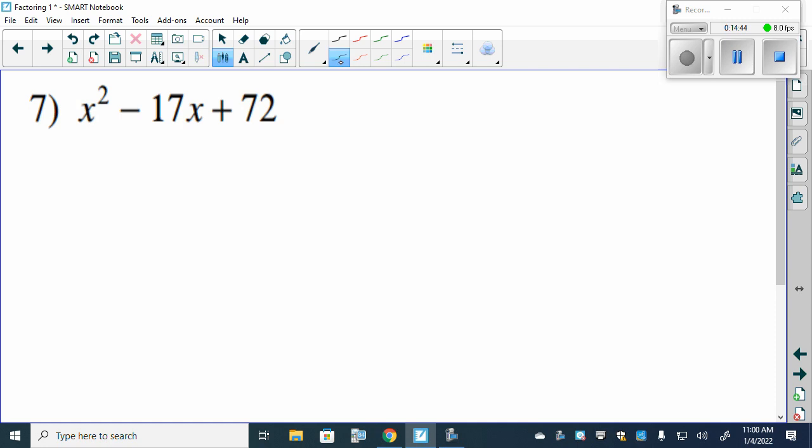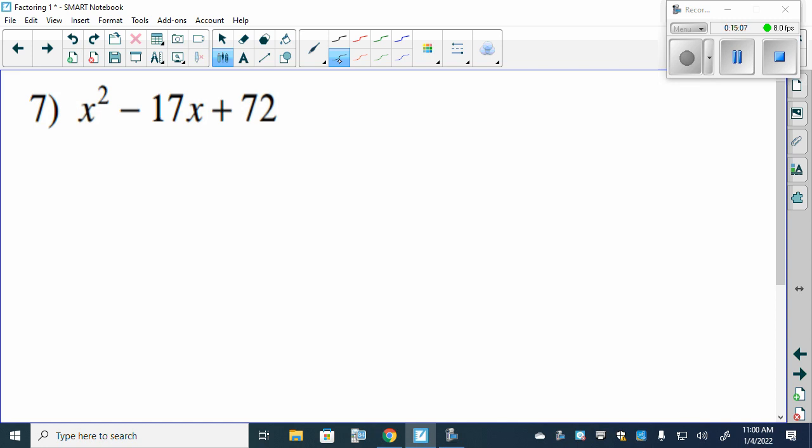If not, we can go on and look at the next one here. Number 7, x squared minus 17x plus 72. Now, when we look at this here, is there a greatest common factor between these three terms?